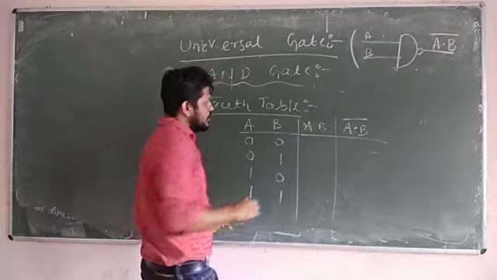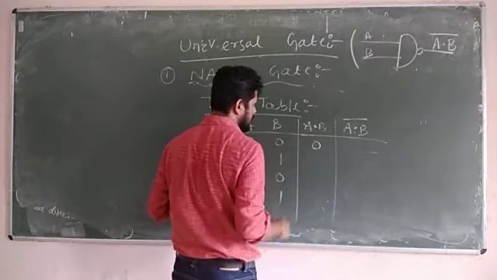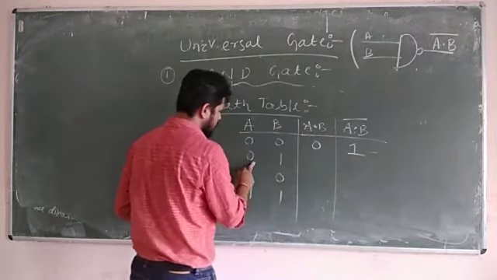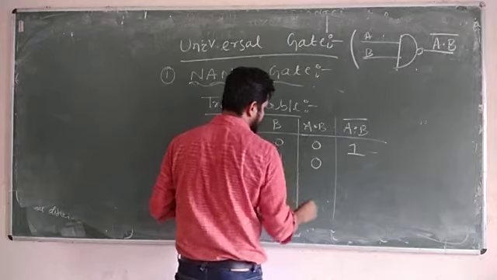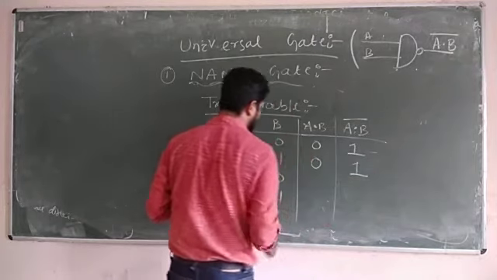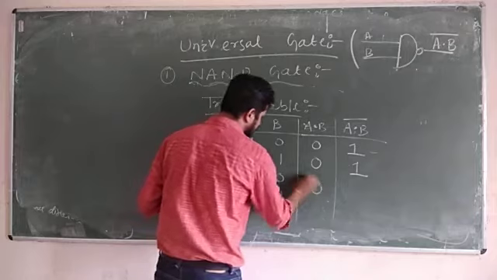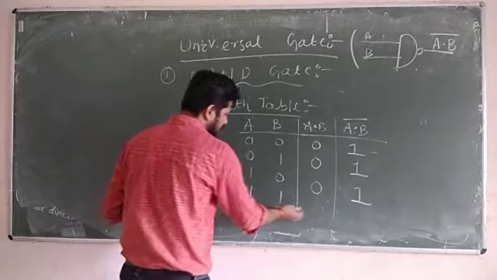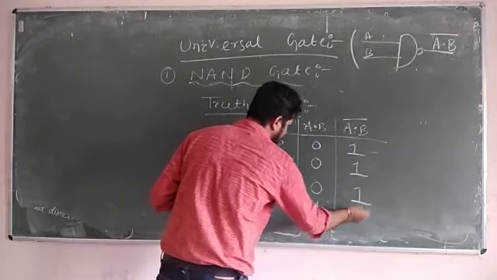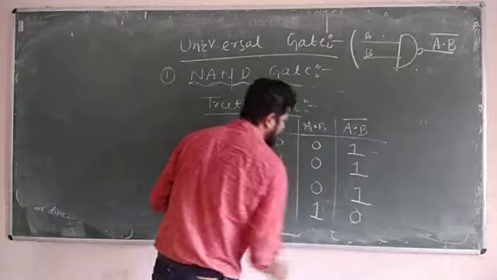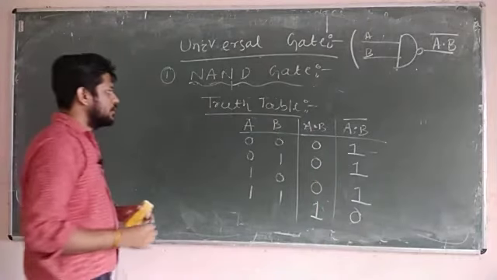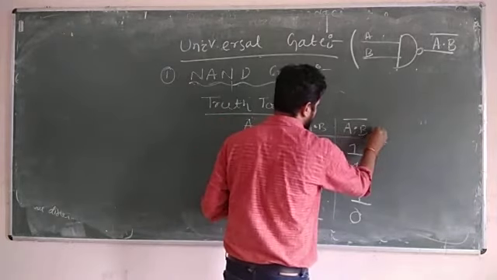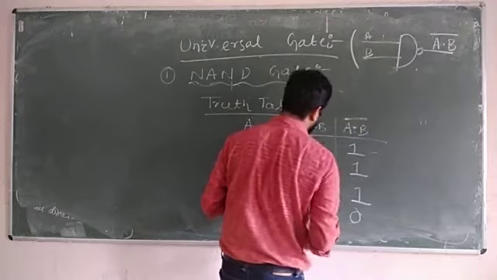For 0 0, after the AND gate the output will be 0, but if this 0 passes through a NOT gate, the output will be 1. For 0 1, obviously the AND gate output is 0, but after passing through the NOT gate, the output will be 1. For 1 0, the AND gate output will be 0, but after the NOT gate, the output will be 1. For 1 1, the AND gate output will be 1, but after passing through the NOT gate, the output will be 0. So this is the truth table for your NAND gate.